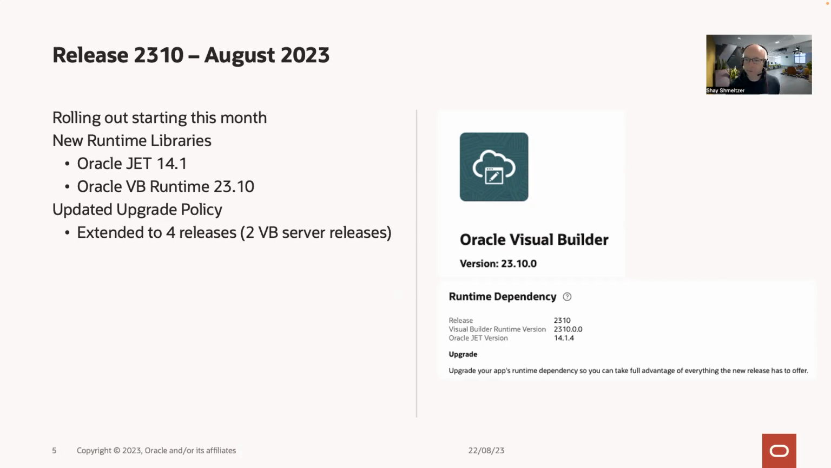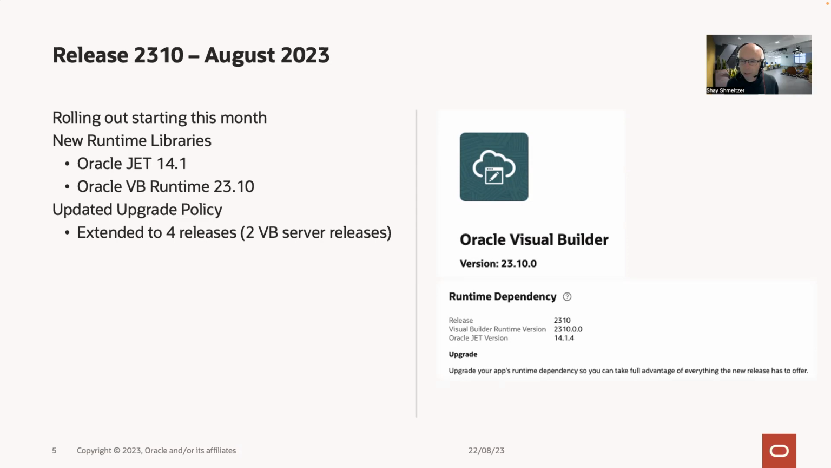Okay. You can know which version you're on if you just go to the top menu and do Help, About. You'll see this area over here with the version number. Okay. With this version, we're also updating to using Oracle JET version 14.1, and the Oracle VB runtime is 2310.